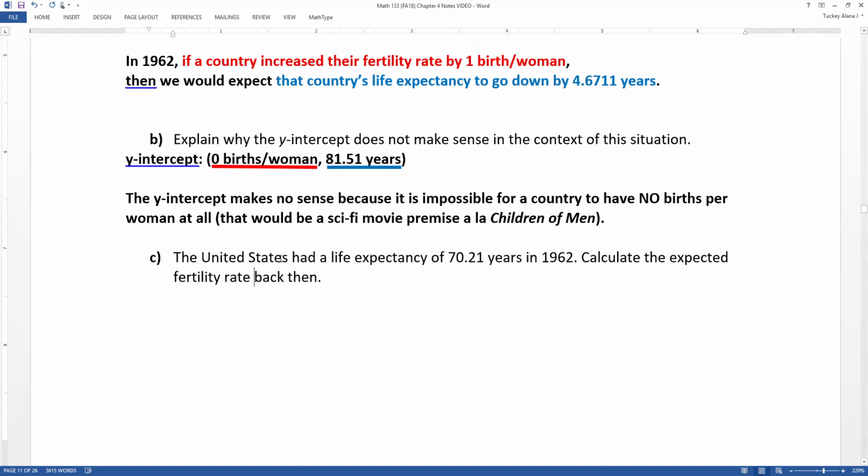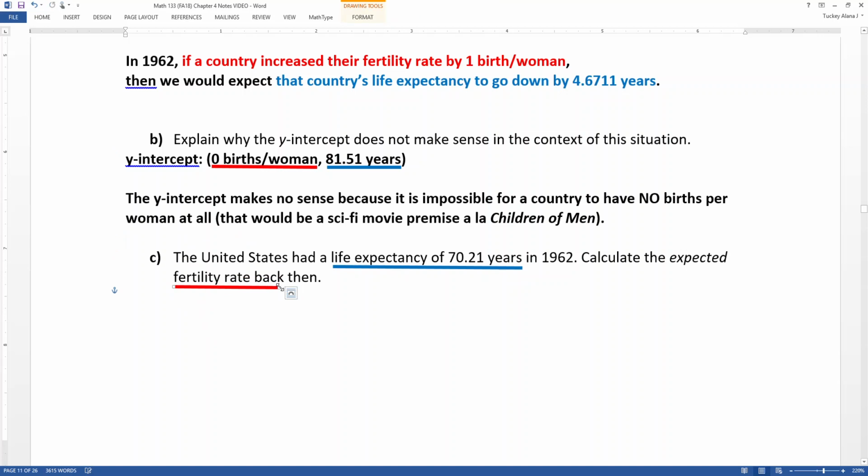Okay, so the United States had a life expectancy of 70.21 years in 1962. We're going to calculate the expected fertility rate. Now we actually know the fertility rate because it's in a table several pages back, but we're going to make a calculation here. Now you'll notice I'm giving the life expectancy. So the life expectancy is the y value. So I'm giving a y that is 70.21 years. And then I ask us to find the expected fertility rate, but fertility rate is births per woman.